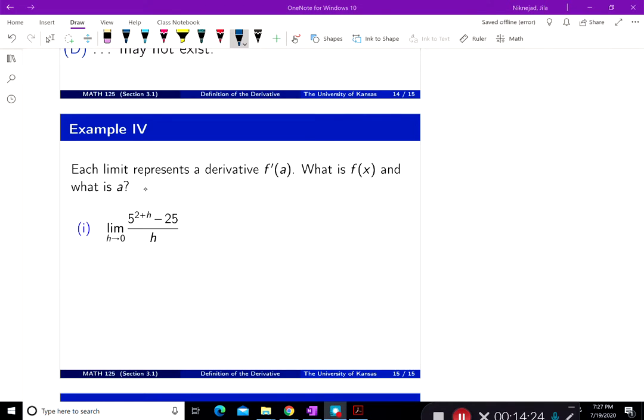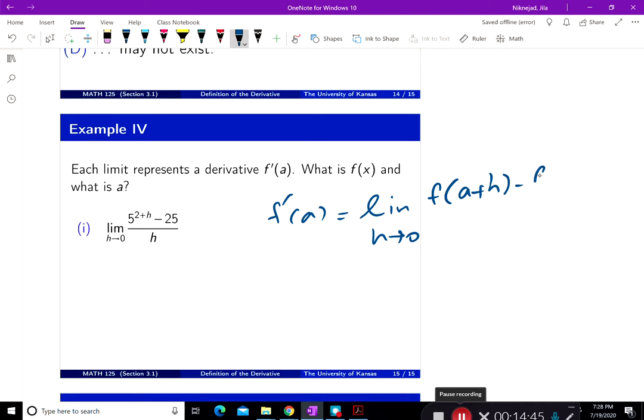Example 4. Each limit represents a derivative f prime of a. What is f of x and what is a? So let's see. F prime of a, if it exists, is going to be equal to, one of the formulas is this one, f of a plus h minus f of a over h. Okay. And this seems to fit well with that formula. What you want to notice is that when you're subtracting f of a, see if it works. Can this be f of a?